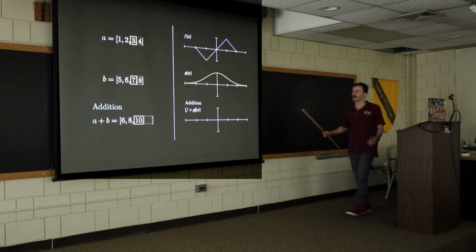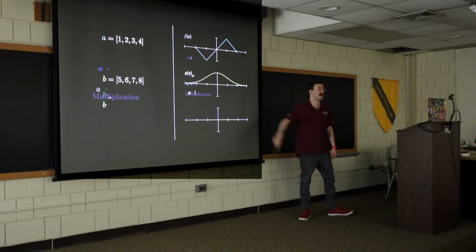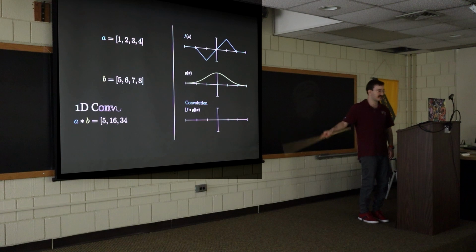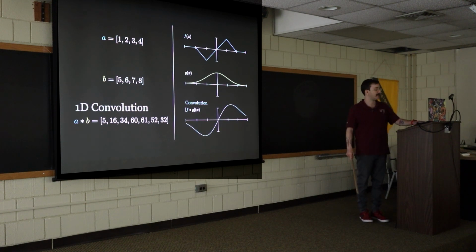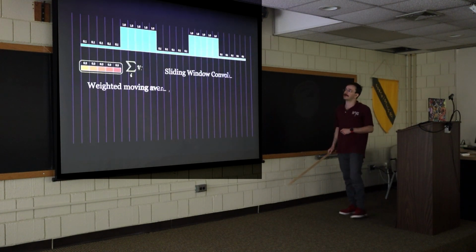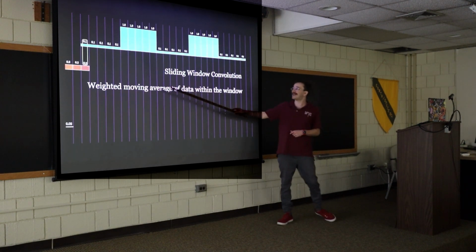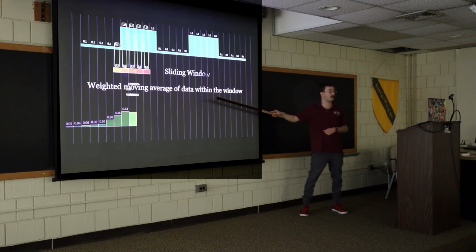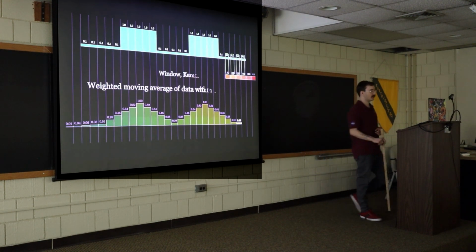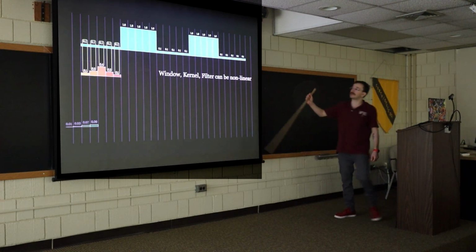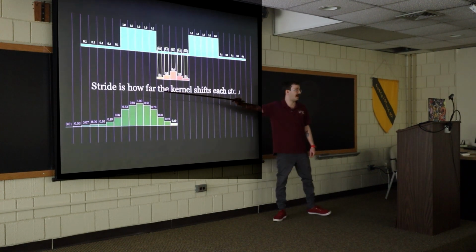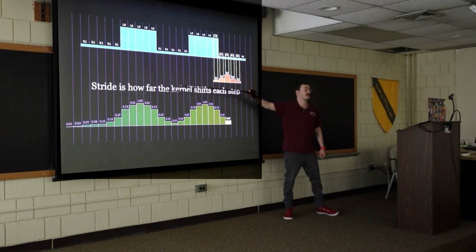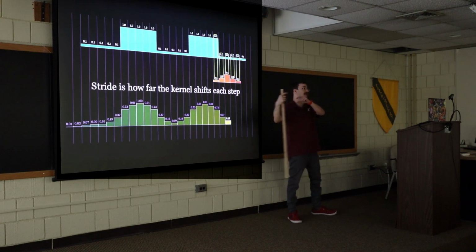Quick reminder, convolution. Let's say you have two functions and you want to combine these functions. You can add them, you can multiply them, or you can apply a convolution to them. Now, this is going to look easier when we put it in the context of an image. This is called a sliding window convolution. So it's essentially a weighted moving average of the data within that window crossing around, and the kernel can also be nonlinear, right? How far it's moving is essentially just the stride. So it's just a window of averages moving along your data.